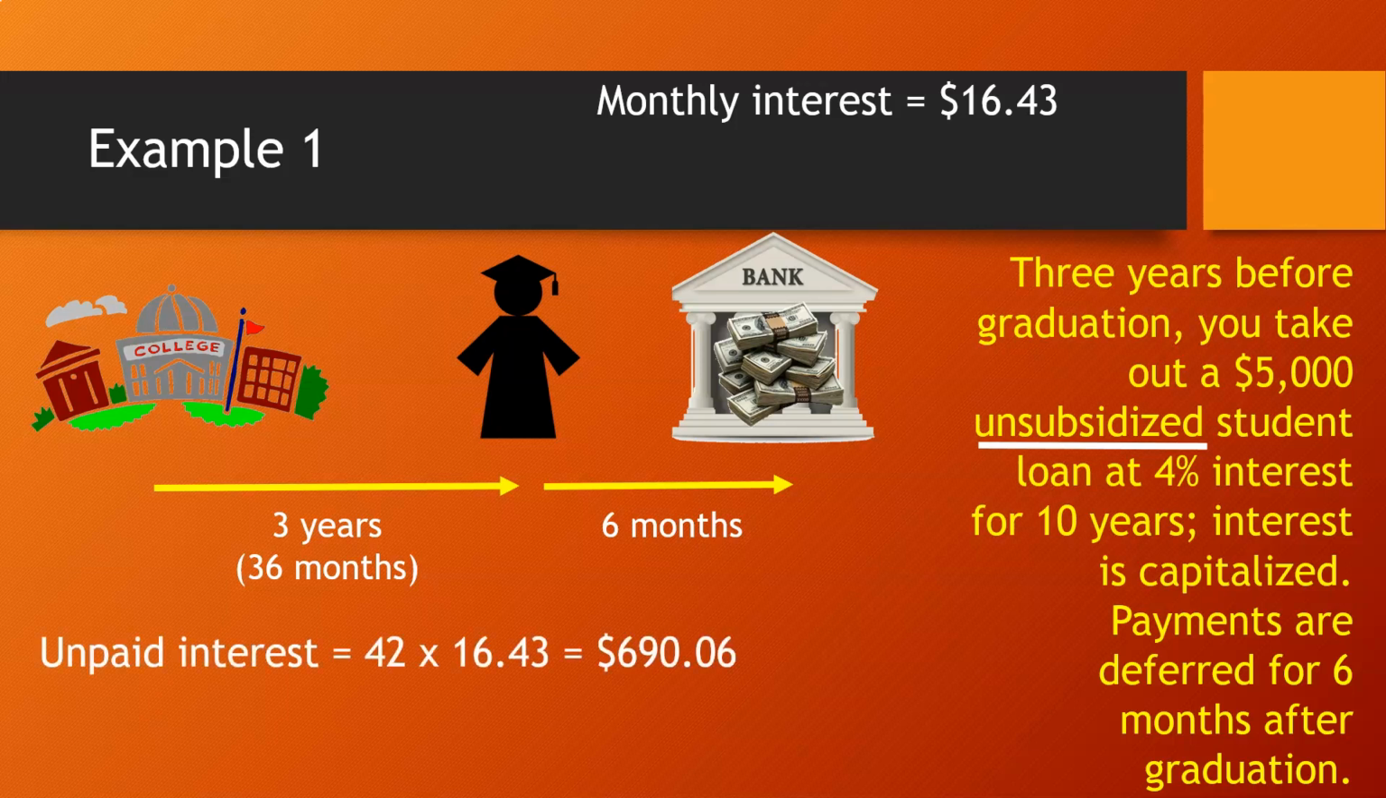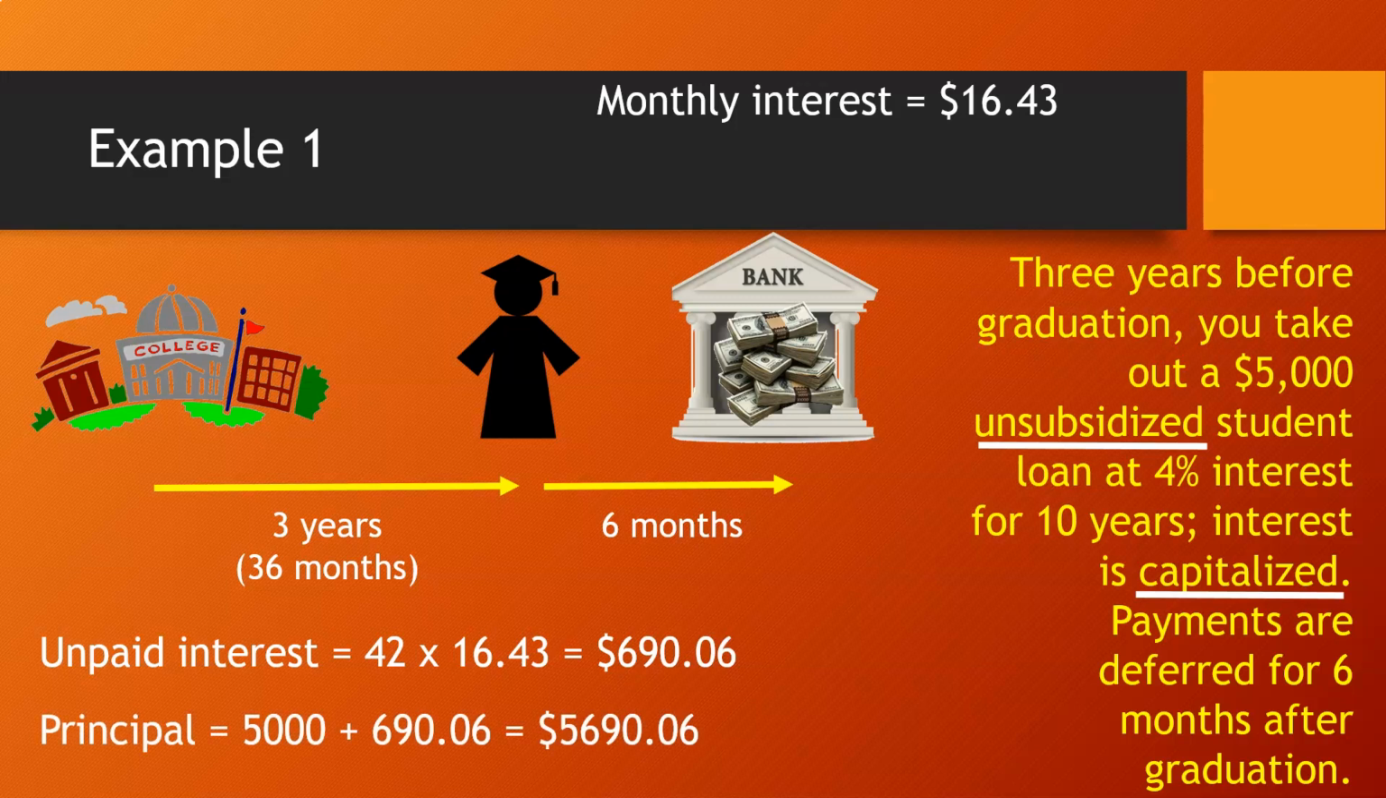which means the unpaid interest during that time when we're in school and up to the time we start paying the loan back is 42 times $16.43, or $690.06. Now remember, it's a capitalized loan too, which means that that interest is going to get added to the principal. So the total principal we are responsible for paying back to the bank is now $5,690.06.